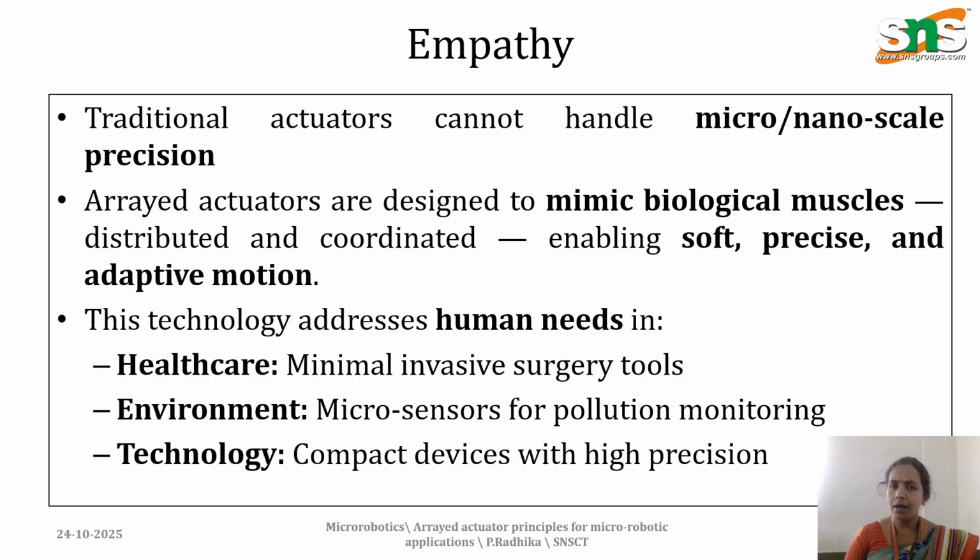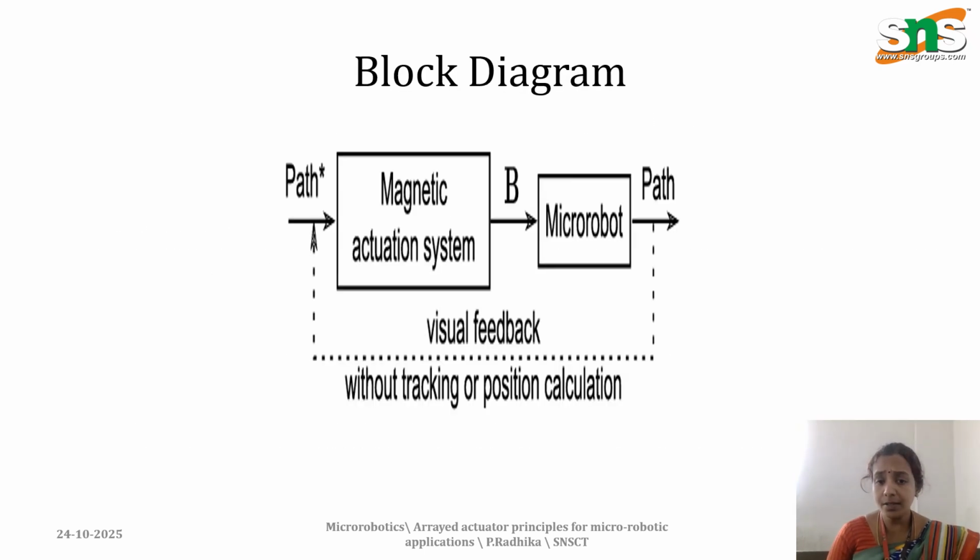Actuators are mainly for locomotion. If we are doing it at a nano scale or a micro scale, then that is called a micro actuator, or even nano actuators. These are very small in size. They can be used in healthcare operations and in environmental operations. And this is again a block diagram.